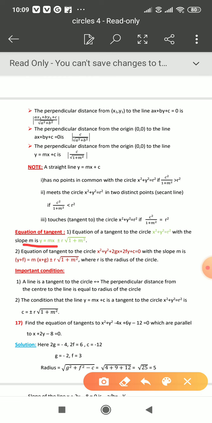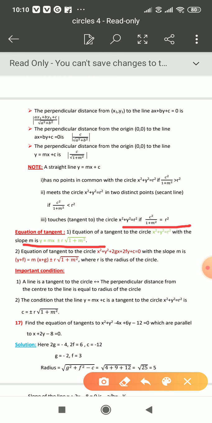This is very very important. This is the equation of the tangent to the circle x square plus y square is equal to r square with the slope m: y is equal to mx plus or minus r into square root of 1 plus m square. Because the line y is equal to mx plus c is a tangent to the circle, this is the condition. From this condition, c square is equal to, take cross multiplication, r square into 1 plus m square. C is equal to plus or minus r into square root of 1 plus m square.